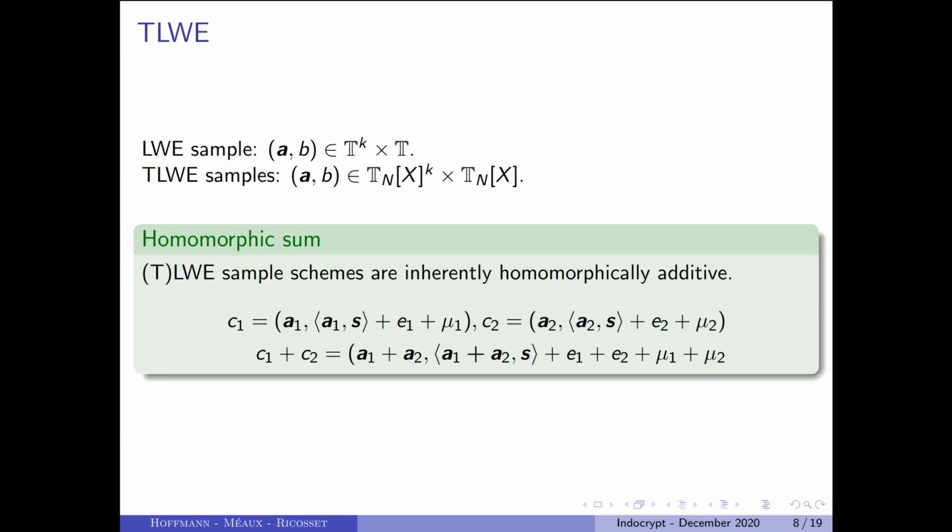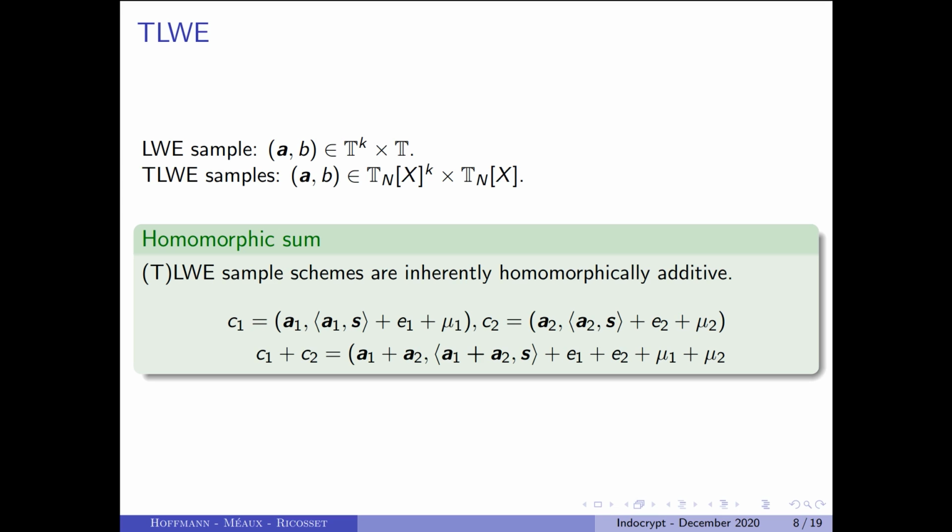TFHE also defines TLWE samples that are basically LWE samples with polynomials. So we can note that there are two dimension parameters, the dimension of the vector and the degree of the polynomials. If the dimension of the vector is 1, then TLWE relies directly on ring LWE. If the degree of the polynomial is 1, then they collapse to their constant coefficient, and the underlying problem becomes binary LWE.